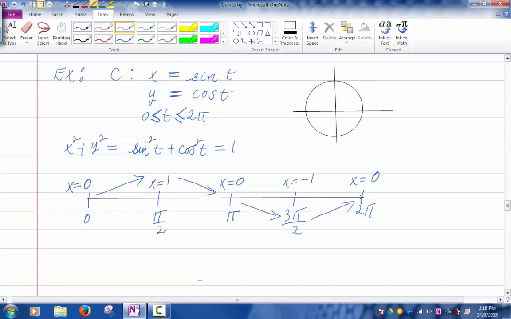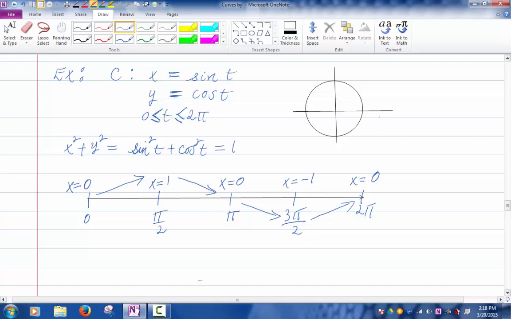Okay, so we still have the unit circle. So the radius is still 1. Now, can someone tell me, am I going to get the entire circle? If I do, what's the orientation? It's clockwise and it's the entire circle. Let's see why. Let's analyze this.